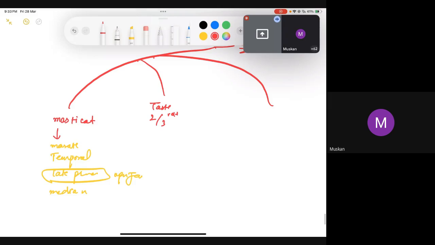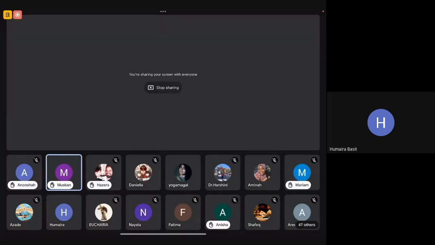What else? Dr. Ahmad, can I ask something? And also the tensor tympani, for dampening the noise. So we have a reflex that is the attenuation reflex, right? Okay, attenuation reflex is basically important. Yes, Dr. Anusha, what's your question?